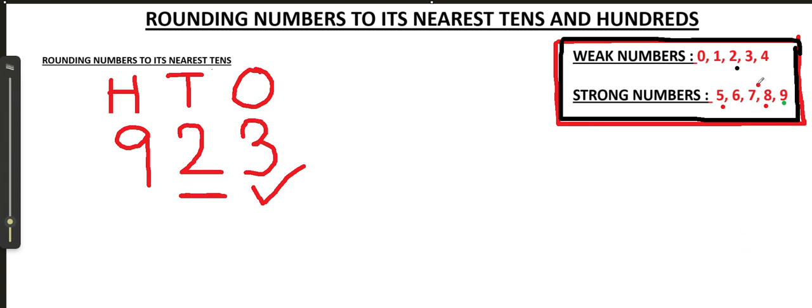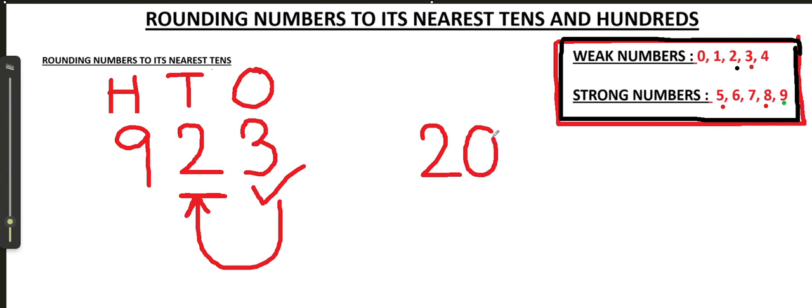Now 3 is a weak number, as we can see from here. So the 3 is trying really hard to push that 2 into a 3, but it will be unable to do so because 3 is a weak number. So 2 stays as 2. 3 has lost all its energy in doing that, so 3 becomes a 0, and the 9, which belongs to the hundreds place, stays as a 9. So 923, if I round off that number to its nearest tens, should be 920.